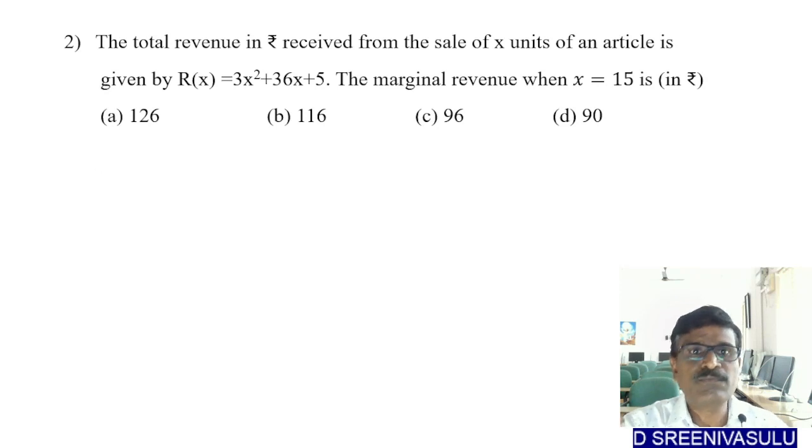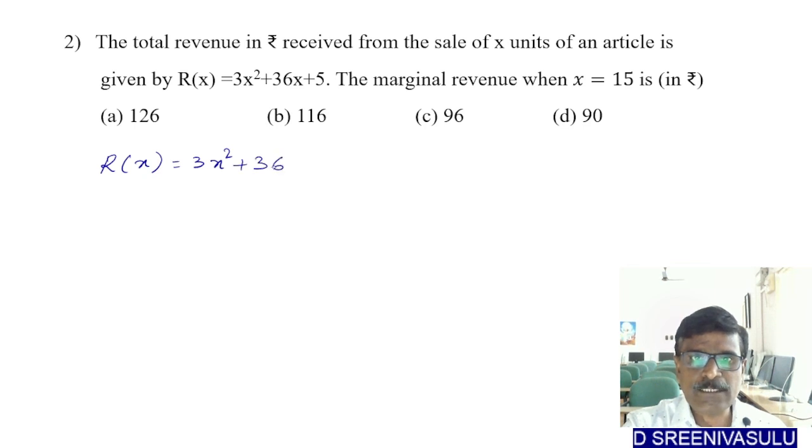Question number 2. The total revenue in rupees received from the sale of x units of an article is given by R of x is equal to 3x square plus 36x plus 5. The marginal revenue when x is equal to 15 is in rupees. What is given? Total revenue R of x is equal to 3x square plus 36x plus 5.